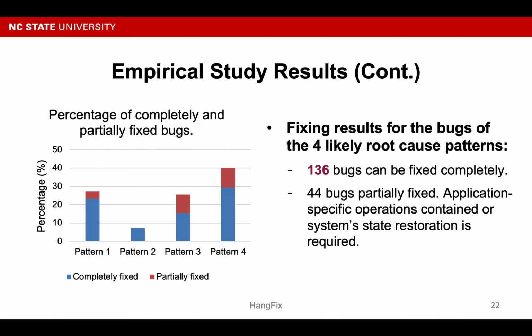We also evaluated whether bugs falling into the 4 root cause patterns can be fixed completely by HangFix. The empirical study results show that among the 180 bugs, 136 bugs can be fixed completely, and 44 bugs are partially fixed by HangFix. To fix the 44 bugs completely, we needed to insert application-specific operations, or we needed to restore the system's state.